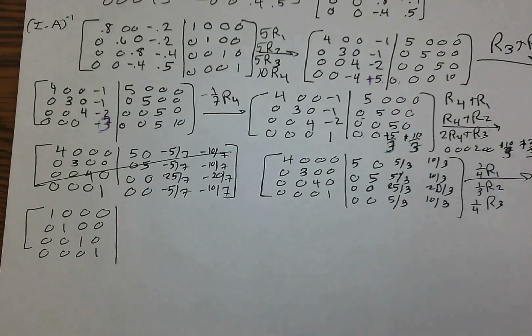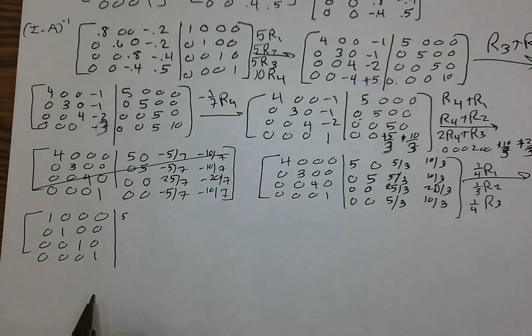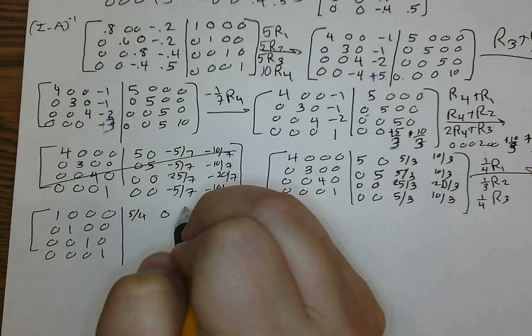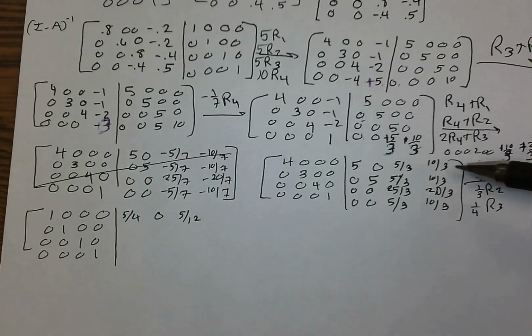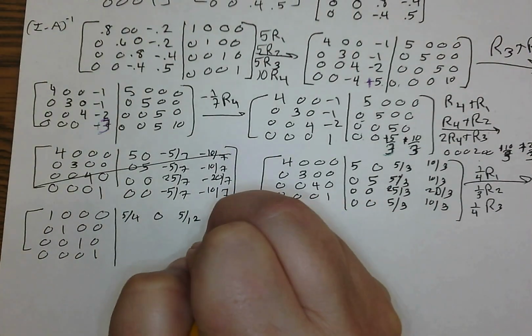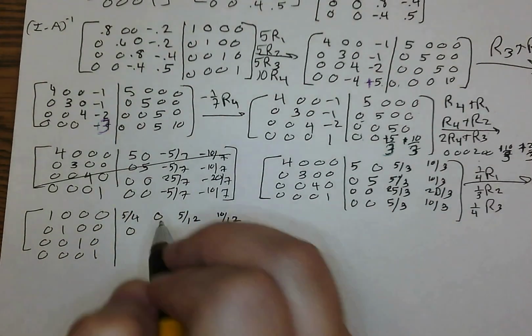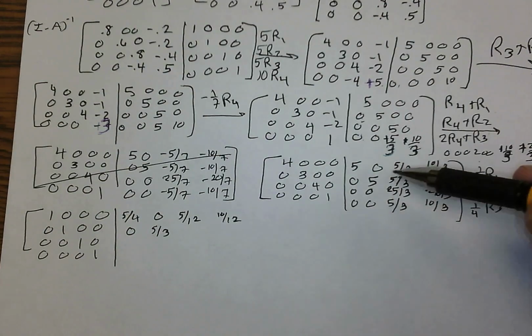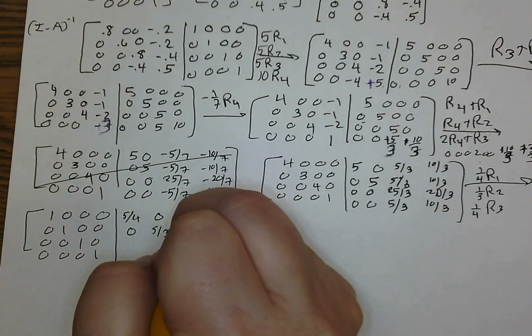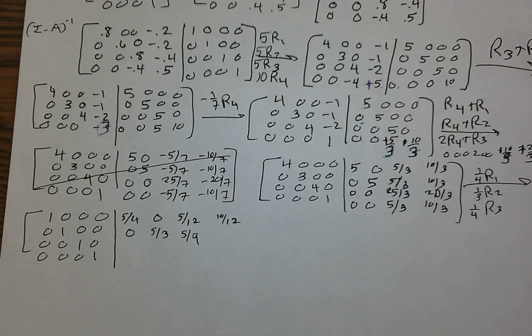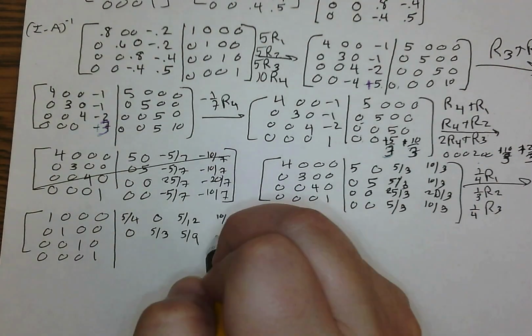So 5 times 1/4 is 5/4. 0 times 1/4 is 0. 5/3 times 1/4 is 5/12. 10/3 times 1/4 is 10/12. 0 times 1/3 is 0. 5 times 1/3 is 5/3. 5/3 times 1/3 is 5/9. Remember, you're multiplying the top numbers and you're multiplying the bottom numbers, the numerators with the numerators, the denominators with the denominators. 10/3 times 1/3 is 10/9.